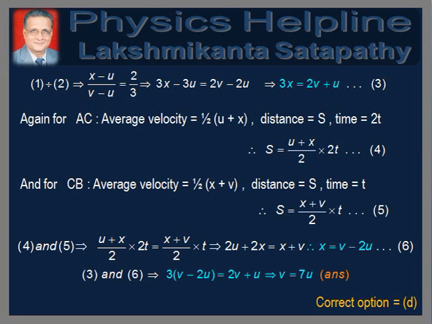From equations 3 and 6, equating the values of 3x, we get 3 into (v minus 2u) is equal to 2v plus u, which gives v is equal to 7u. Therefore, the correct option is D, which is the answer to question 1.